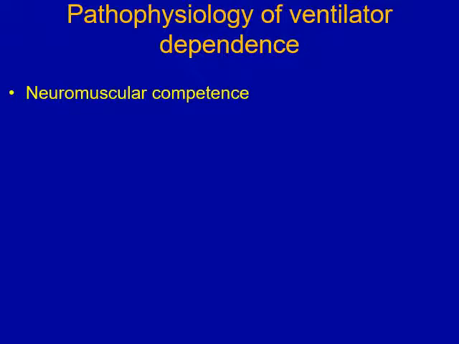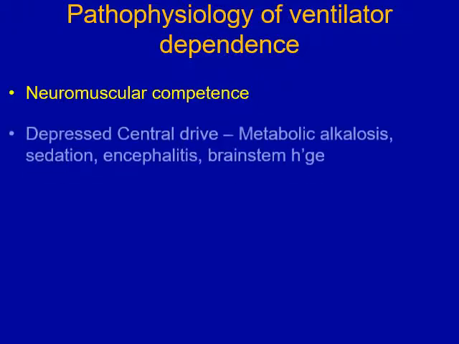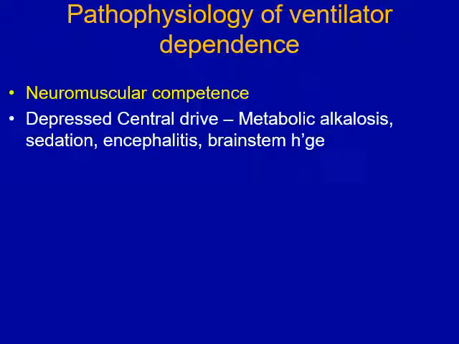Now coming to neuromuscular competence. For normal neuromuscular competence, right from the central respiratory drive and the spinal motor neurons, the neuromuscular junction and the muscle, this transmission has to be appropriate. Any abnormality in any part of this path leads to ventilator dependence. So first, coming to the central respiratory drive. Metabolic alkalosis suppresses or depresses the central respiratory drive, and also any sedation, and patients having encephalitis and brainstem hemorrhage, all these depress the central respiratory drive.